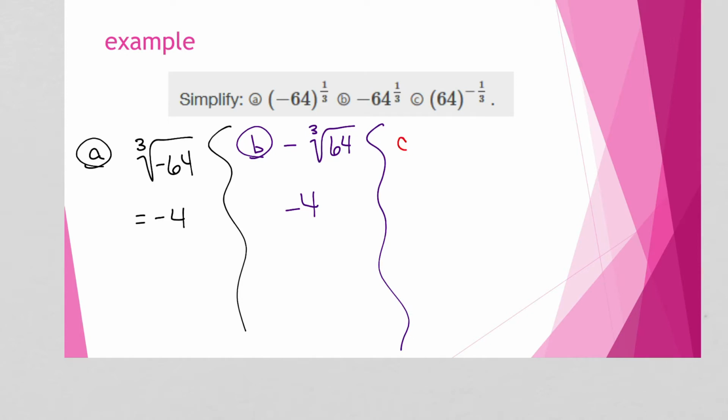All right, let's look at C now. Notice that the negative sign is in the exponent this time. So that means that we have actually 1 over the cube root of 64. That does not mean that our answer will be negative, okay? It just means that it doesn't like its location. So we already know that the cube root of 64 is 4, so this answer would be 1 over 4.